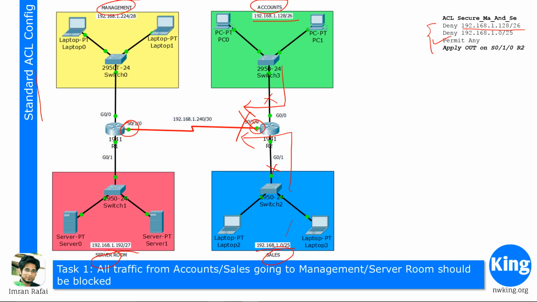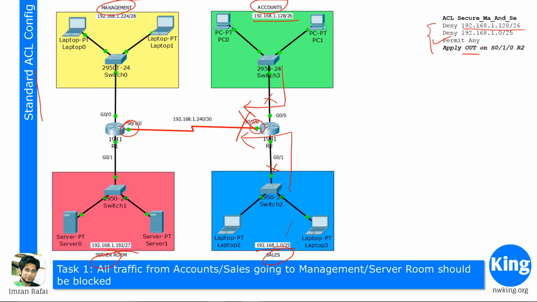I can block it here as well. I can go to the out interface S0/1/0 on router 2 and say everything going out, block it. So I'm going to apply this SECURE_MGMT_AND_SERVER, secure management and server, that's what this name means. I'm going to apply that on the outside interface of S0/1/0, right? That's task 1.